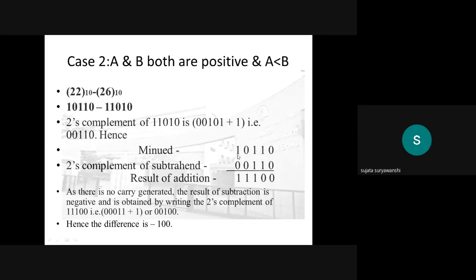The magnitude of 22 is 1, 0, 1, 1, 0, and the 2's complement of 26 is 0, 0, 1, 1, 0. Addition: 0 plus 0, 0. 1 plus 1, 0, carry 1. 1 plus 1, 0 plus carry 1 is equal to 1. Then 1 plus 0, 1. Here the carry is not generated. What your fourth step shows: if the carry is not generated, then your result is negative and it is in 2's complement form.